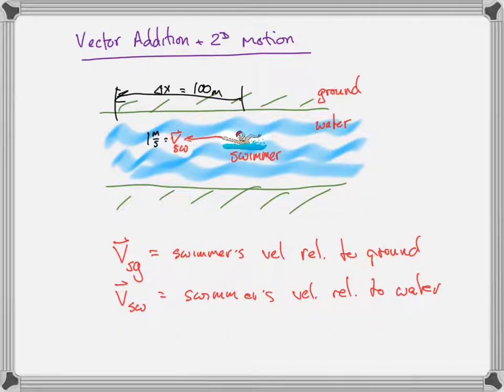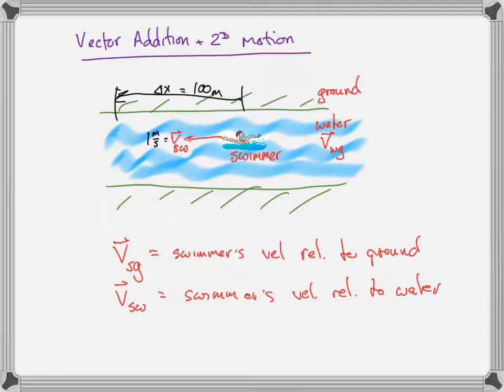Now let's take a slightly more realistic situation, and let's assume that the water is flowing. Let's say the swimmer is swimming with the current. Let's give the water a speed. If it's flowing relative to the ground, then it's going to be the velocity of the water relative to the ground.